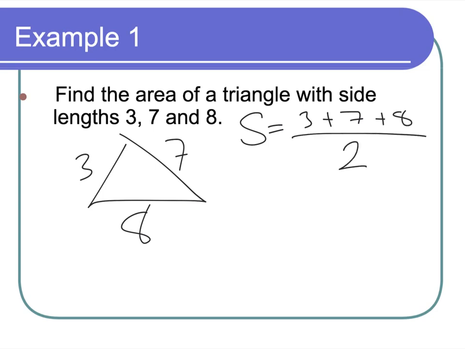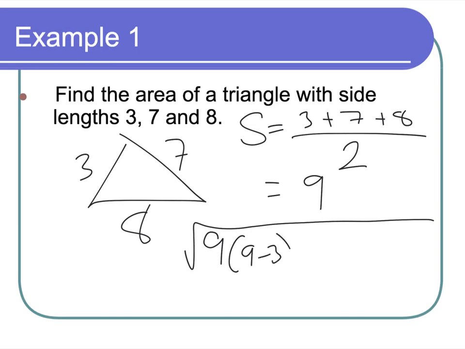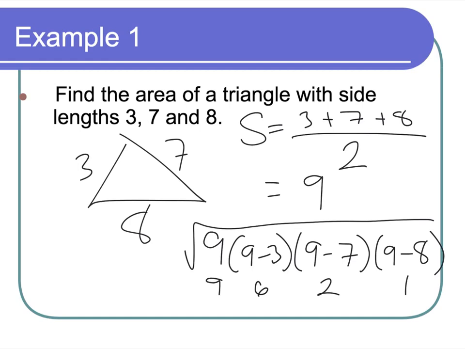So that's going to be what? 18 over 2, which is 9. Then I can plug that all into my formula here. 9 times 9 minus 3, 9 minus 7, and 9 minus 8. So that's going to be what? 6, 2, 1. So that's 12 times 9, which gives me 108.